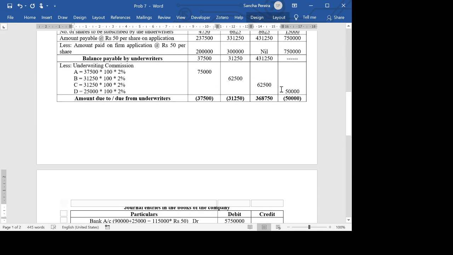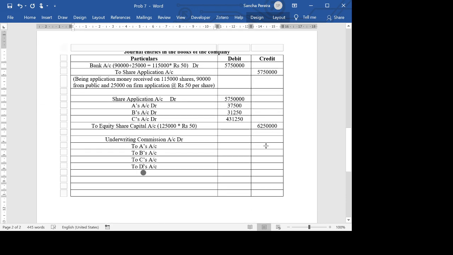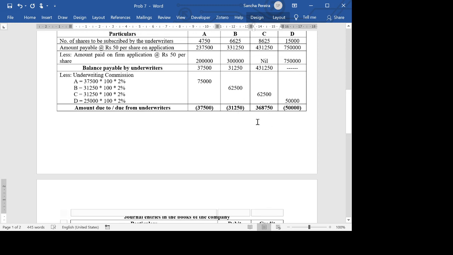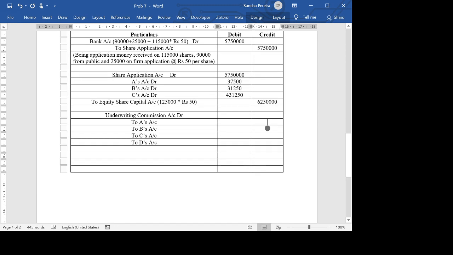Here 75,000, 62,500, 62,500 and 50,000. Normally it would have been underwriting commission to cash, but here we are showing it as payable because finally they will adjust and then we will show it as by bank or by cash. Right now we are showing it as underwriting commission payable. So here it will be 75,000, here it will be 62,500, 62,500 and 50,000. So the total underwriting commission comes to 2,50,000. Company has to pay a total of 2,50,000.